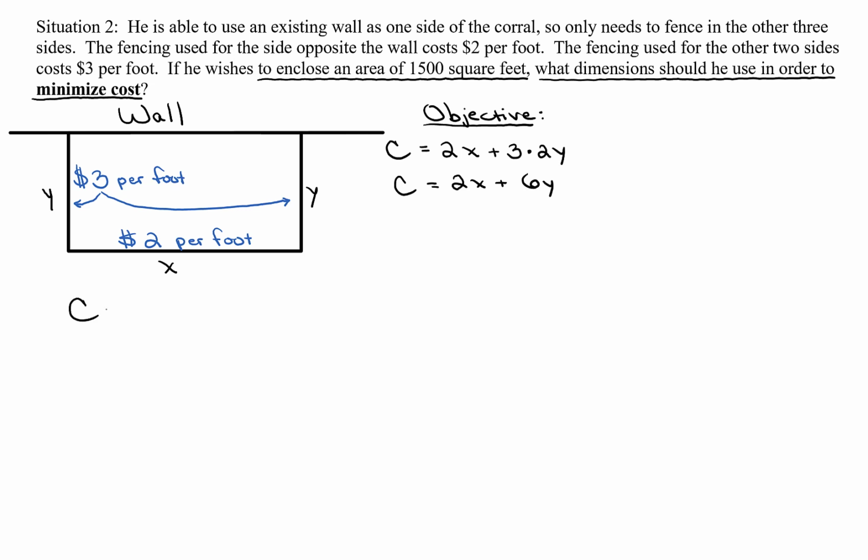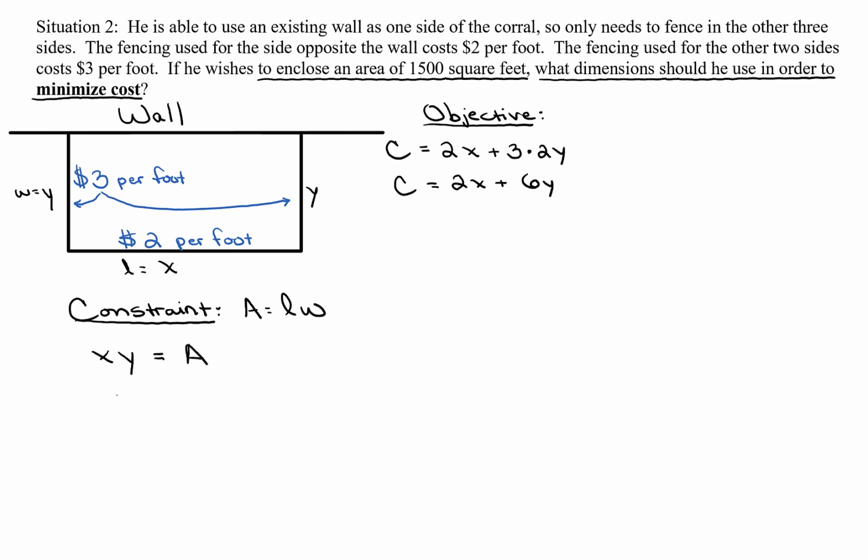For our constraint, we need to enclose an area of 1,500 square feet. So area has to be equal to 1,500 square feet. I know that the formula for area is length times width, A equals L times W. So instead of A, I'm going to replace the A with 1,500. So X times Y equals 1,500.